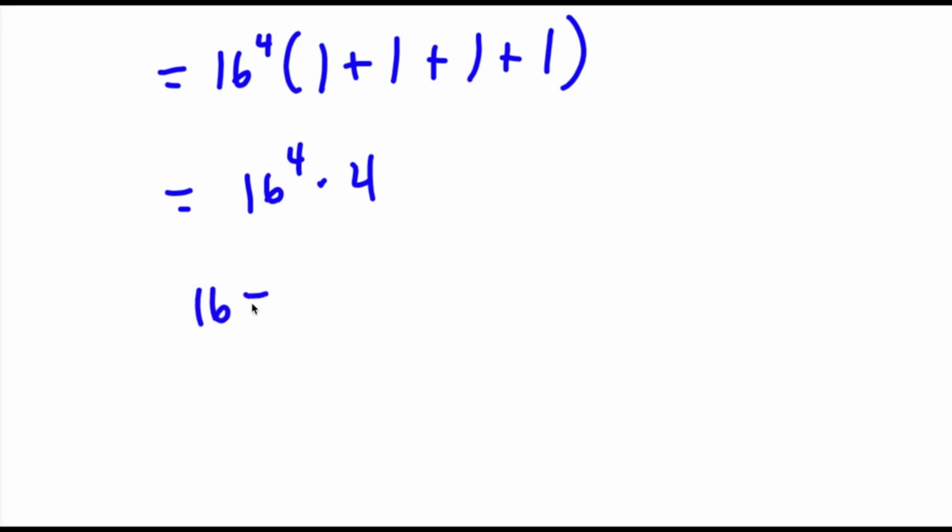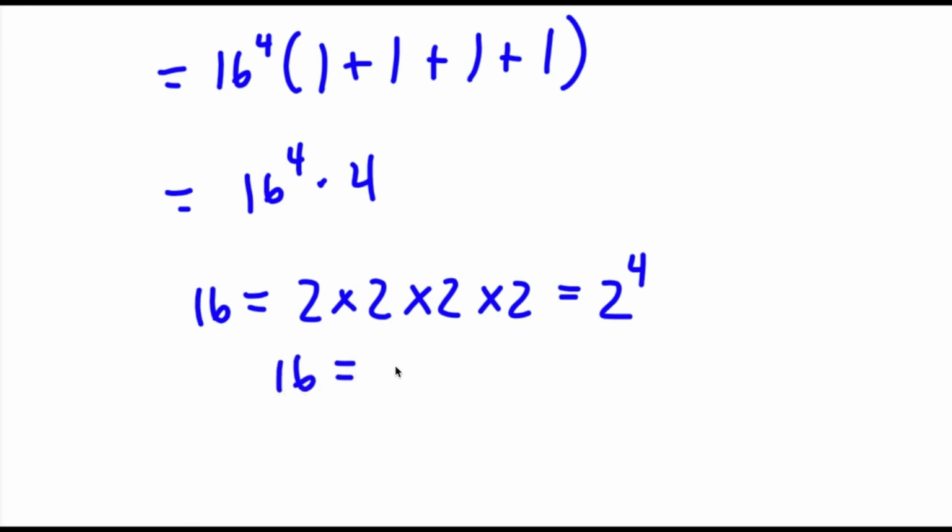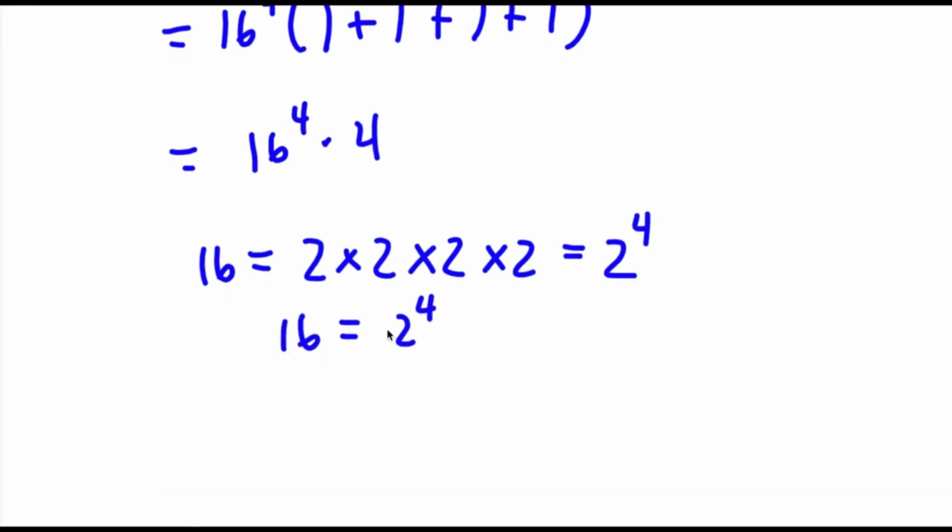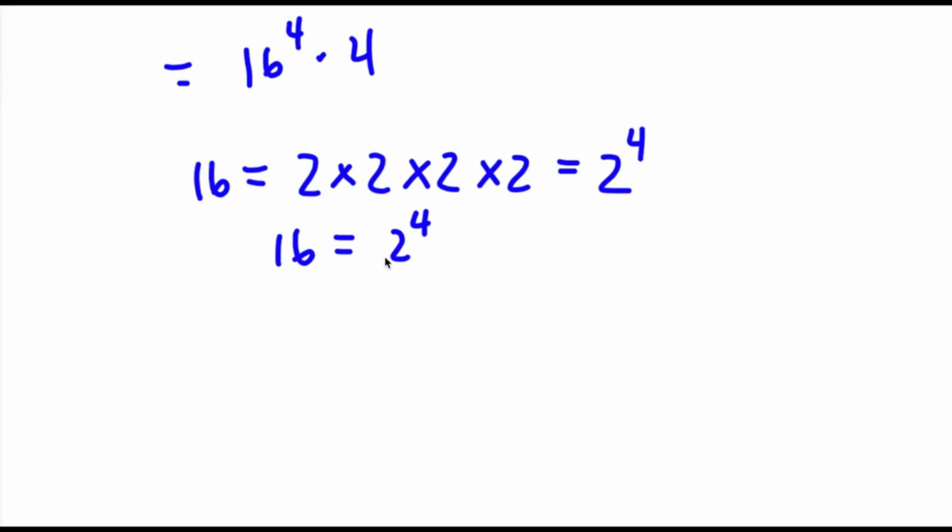Now 16 here is equal to 2 times 2 times 2 times 2. And multiplying 2 by itself 4 times is the same thing as 2 to the power 4, right? Meaning 16 is the same thing as 2 to the power 4. So now, if I substitute in 2 to the power 4 for 16 in this problem, I get 2 to the power 4, to the power of 4, times 4.